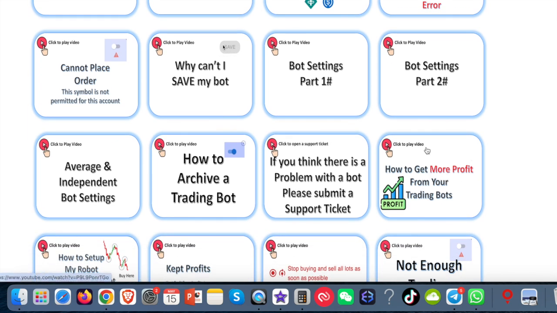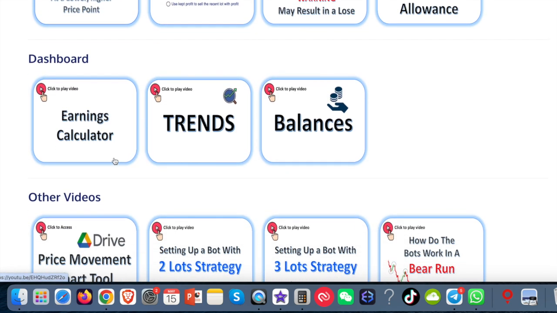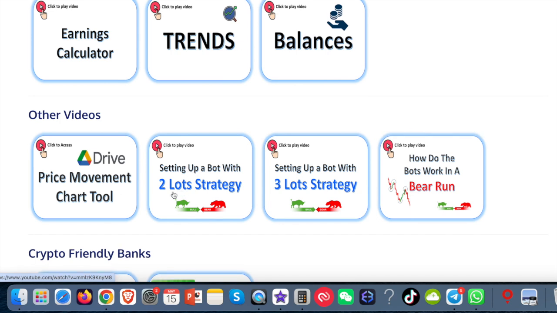Look, how to make more profit from your trading bot. Let's have a look here. What was that one I wanted to show you? Earnings calculator. There. 2 lot strategy, 3 lot strategy. How do the bots work in a bear market? Watch that, and also the price movement chart tool. Let's go over to that.